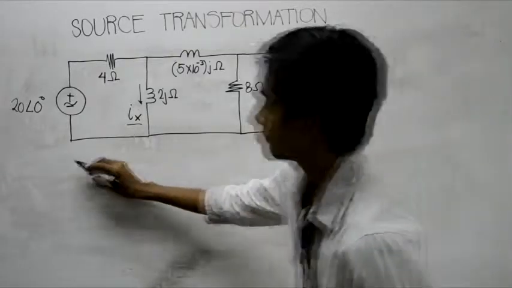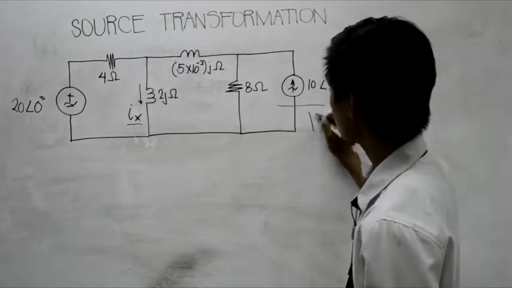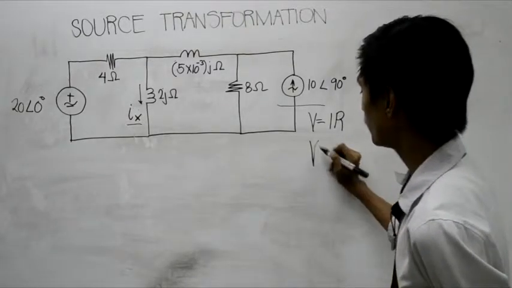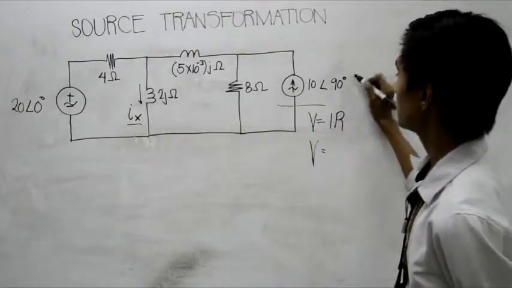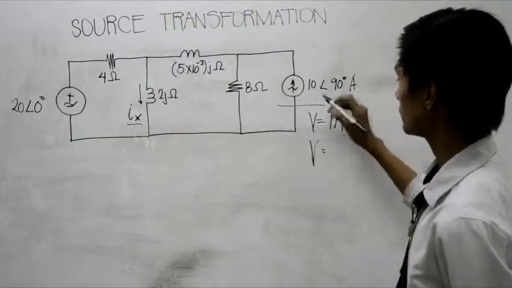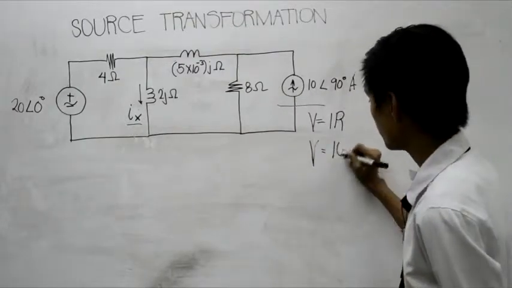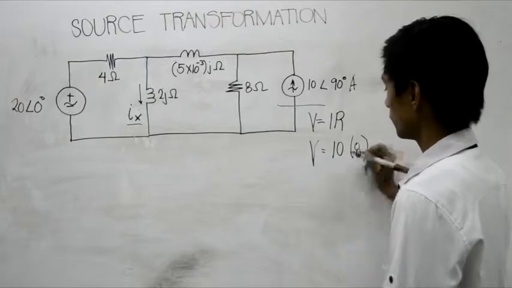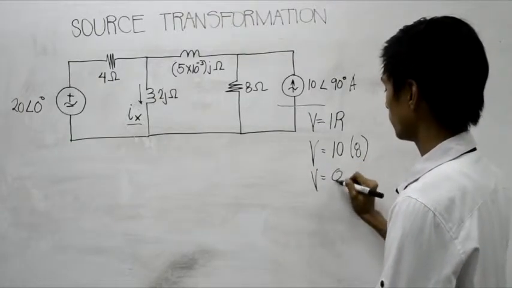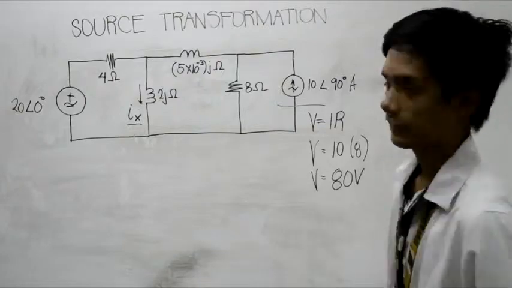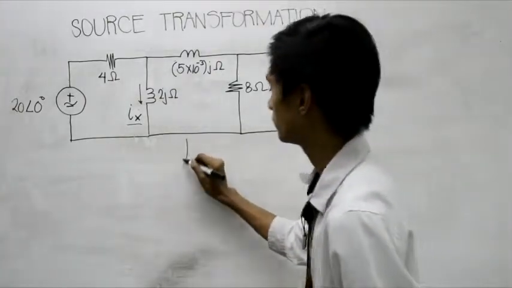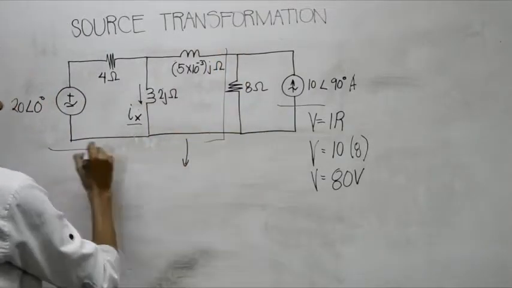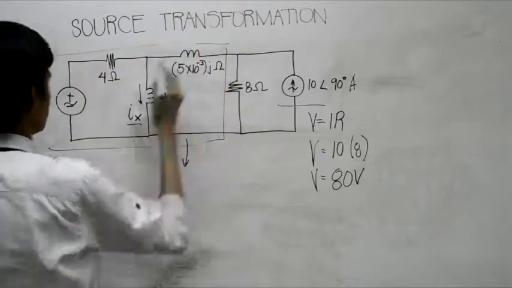So now we have here V is equal to IR. V is equal to, since this is a current source, all we have to do is get the 10 amperes, the current, times the resistance R, which is 8 ohms. We have voltage is equal to 80 volts. And then drawing our circuit, we are copying this part of the circuit as it is.